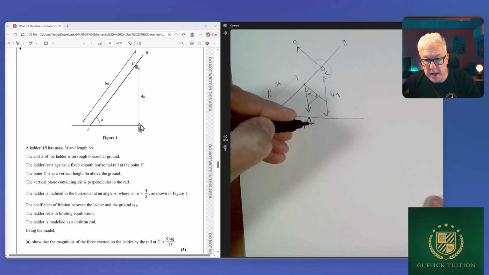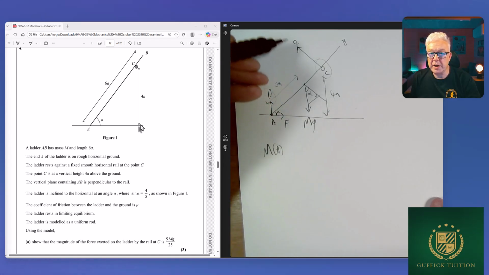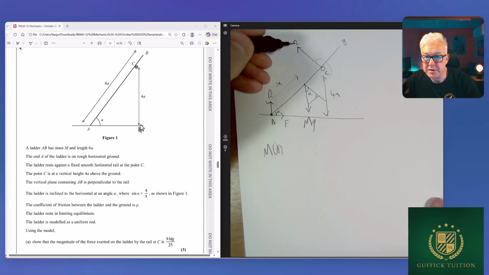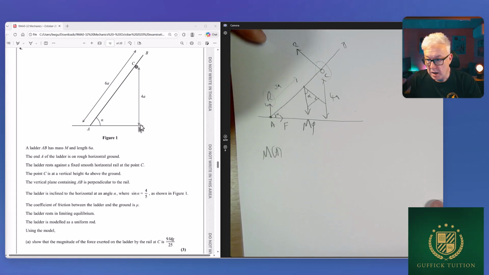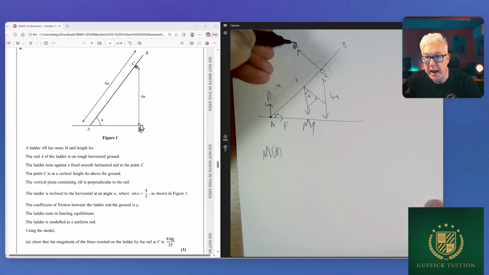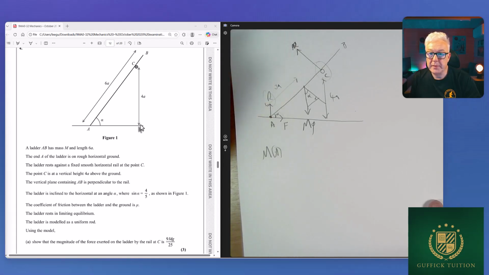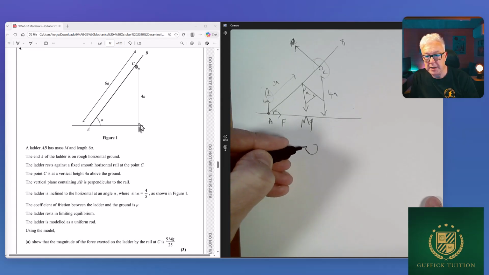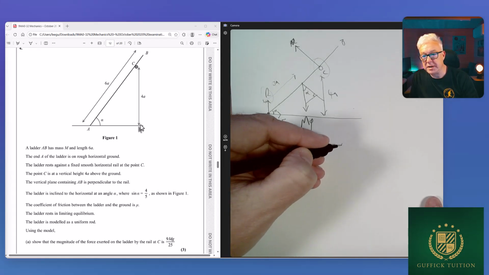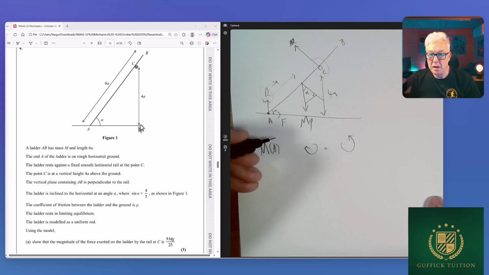The ladder has mass m. The only unknown force that we're going to have is this reaction up here, which I'm going to call N for normal reaction. Okay, let's take moments about A then. So we've got that our clockwise moments equal our anti-clockwise moments.